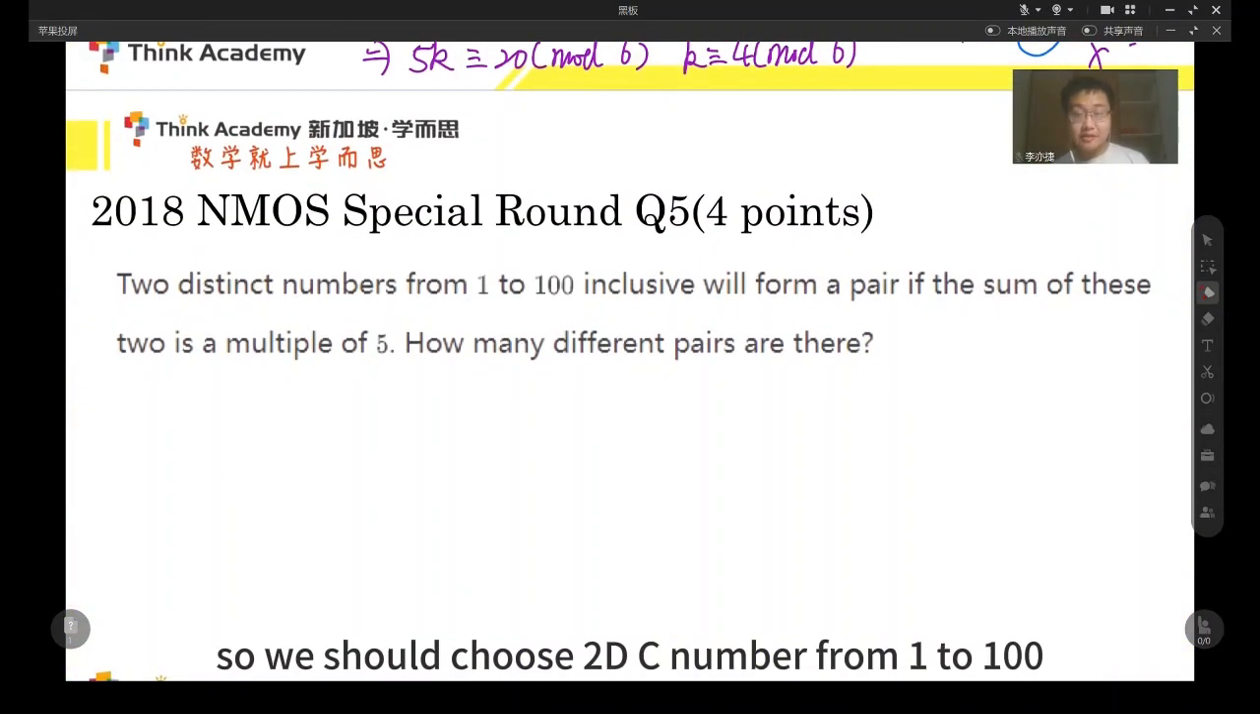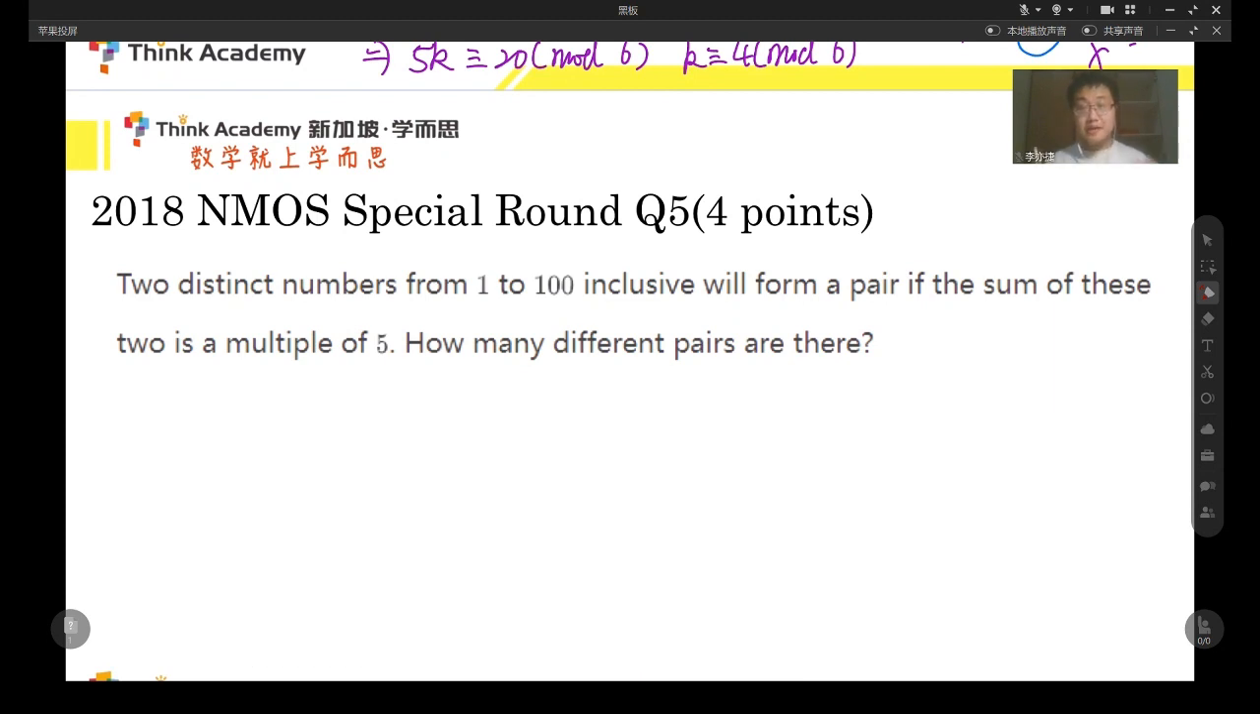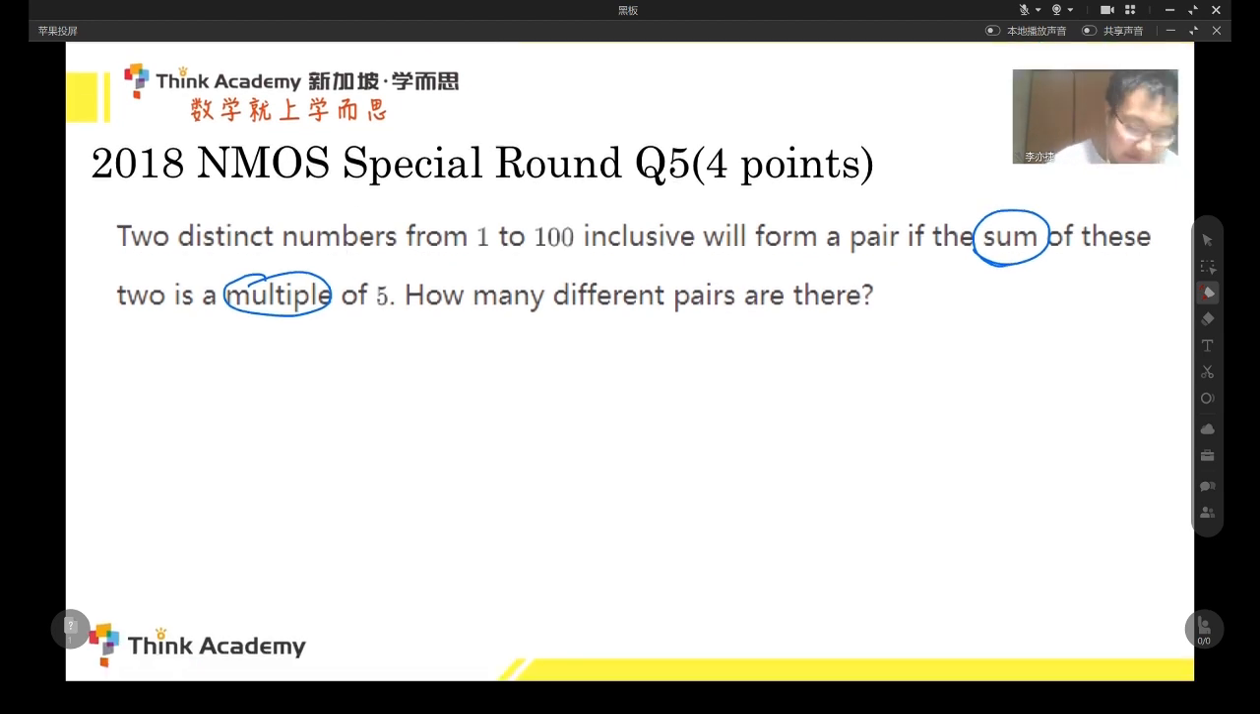So we should choose two numbers from 1 to 100 and to make their sum a multiple of 5, right? We see the sum again and we see the multiple again. Then, if we want to make a sum the multiple of something, we think it the remainder way. So we have A plus B is a multiple of 5. Then what is the remainder of A and B when divided by 5? So there is 1 to 100, right?